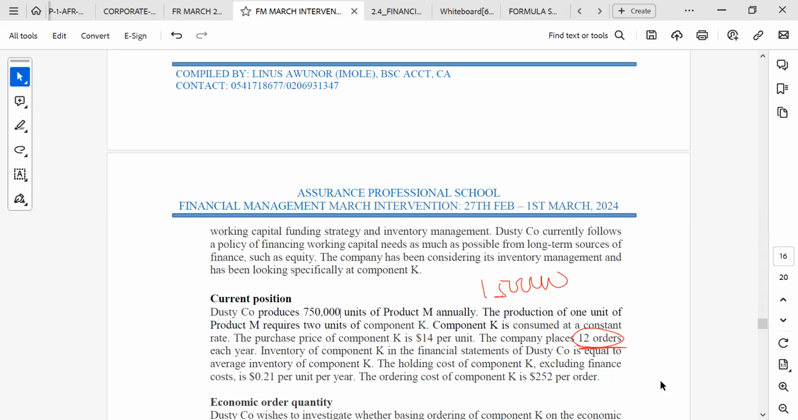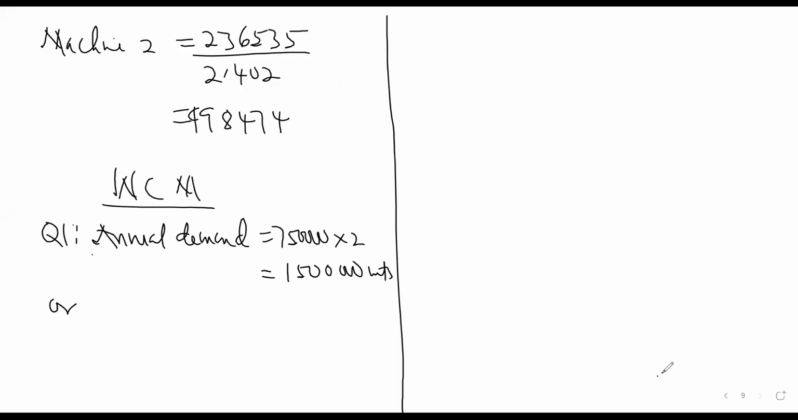So how do we get the order size? You have to calculate the order size also. The order size is the unit per order. So you have to know that your total unit is 1.5 million, and they are saying that the total number of orders that you place to get the total number of goods is 12. So how many units are you receiving per order? Whenever you want to order, how many units are they bringing?